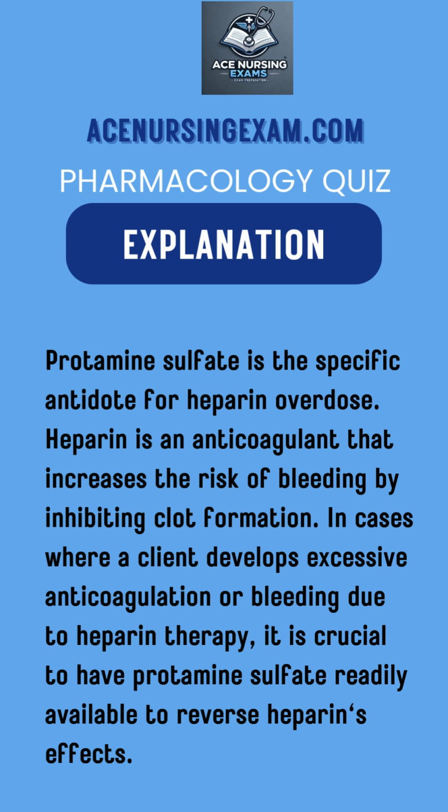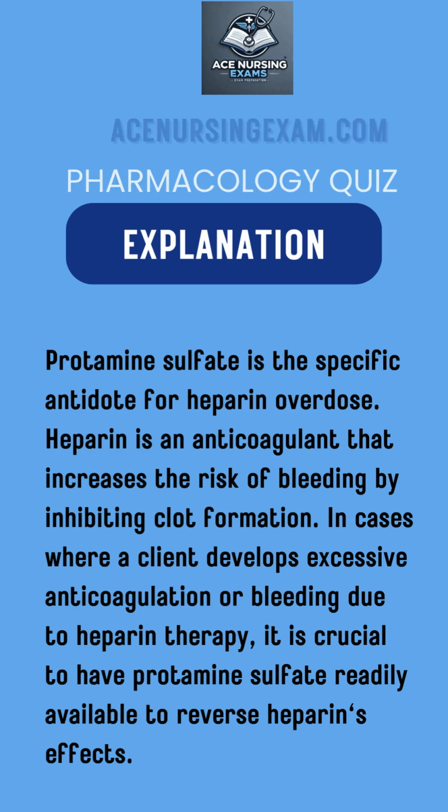Explanation: Protamine sulfate is the specific antidote for heparin overdose. Heparin is an anticoagulant that increases the risk of bleeding by inhibiting clot formation. In cases where a client develops excessive anticoagulation or bleeding due to heparin therapy, it is crucial to have protamine sulfate readily available to reverse heparin's effects.